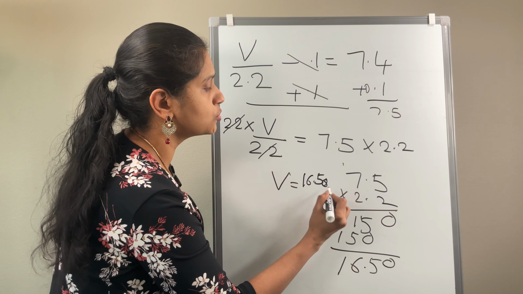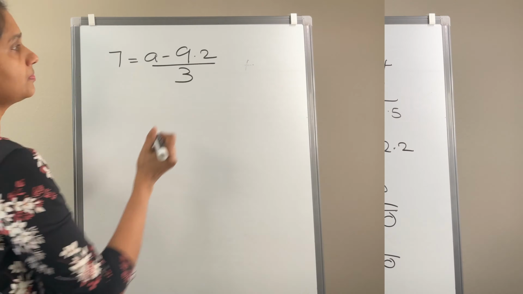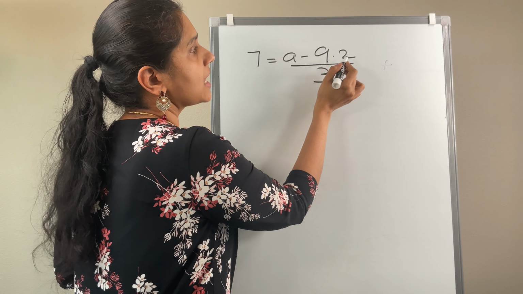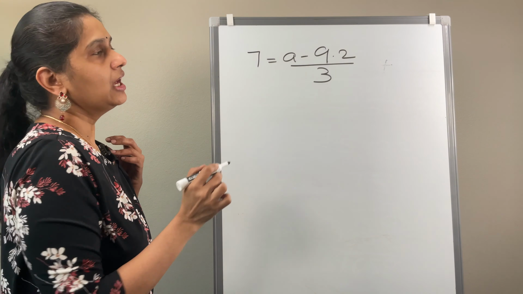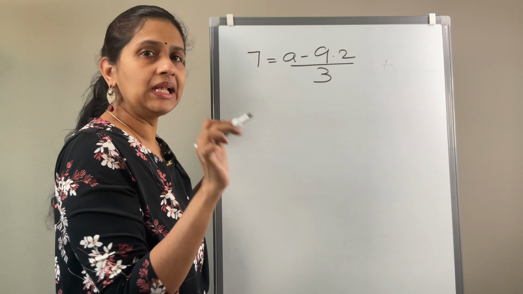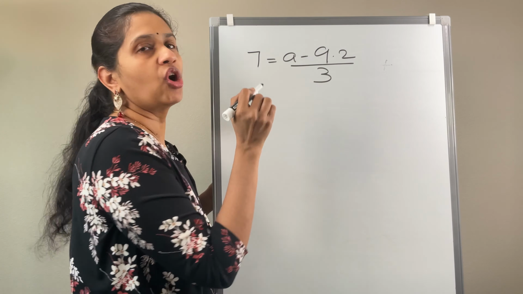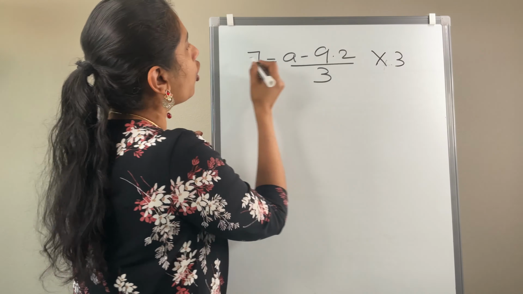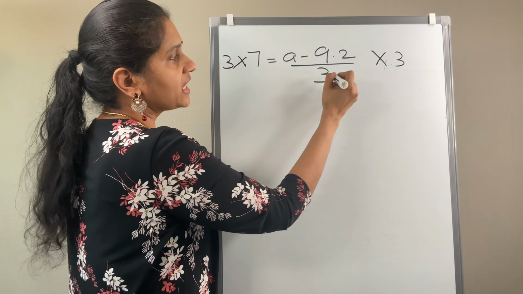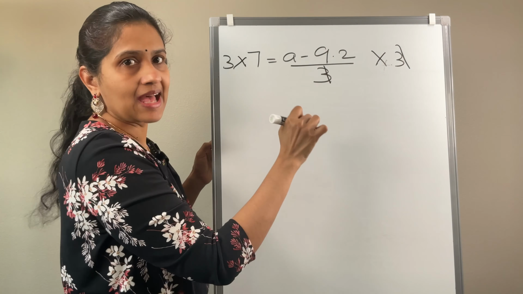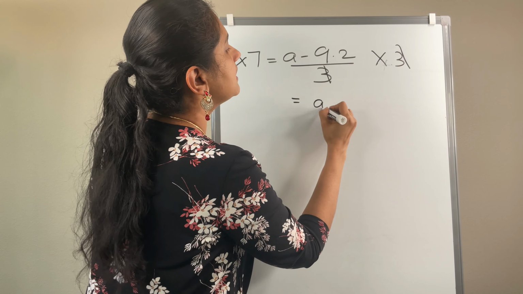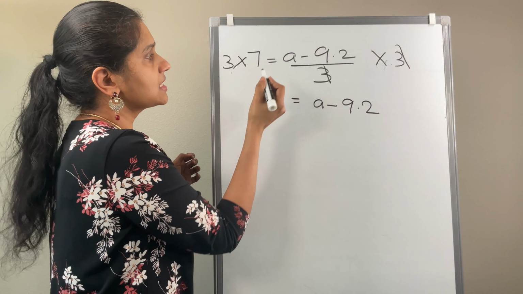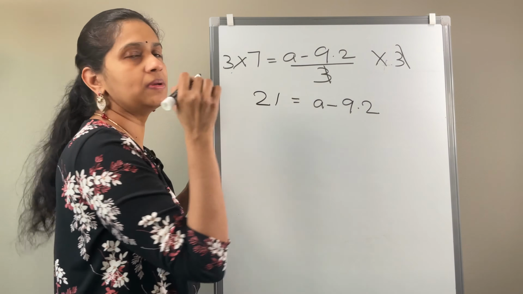16.50 is going to be the solution. Consider the example 7 equals a minus 9.2 divided by 3. Now we have to isolate this variable a. For that, first we need to avoid the 3. So I am just multiplying by 3 on both the sides so that this 3 will get cancelled and you will be left with a minus 9.2 on one side and on this side 3 times 7 is going to be 21.